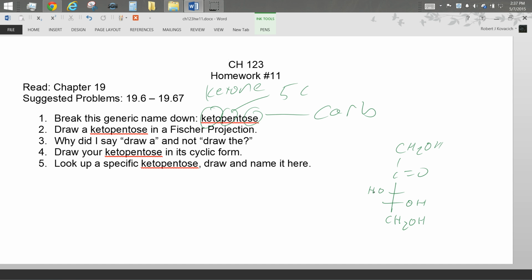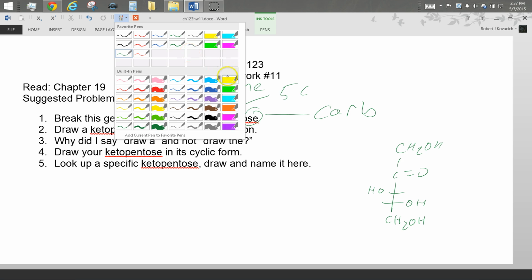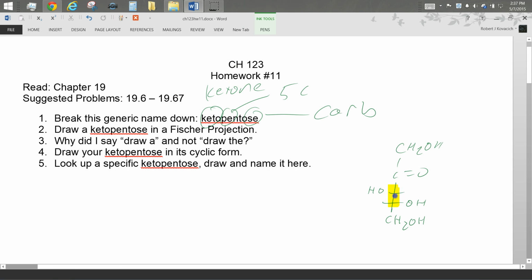And why did I say draw A and not draw B? How many versions are there? Those two are stereo centers, right? We're okay with that? And so the formula to calculate that would be just 2 to the second. So it's 2 because it can either be L or D, and then there are 2 of them, so it's 2 to the second. So the possibility is 4.